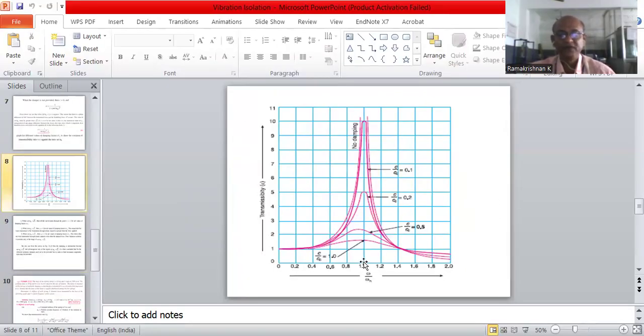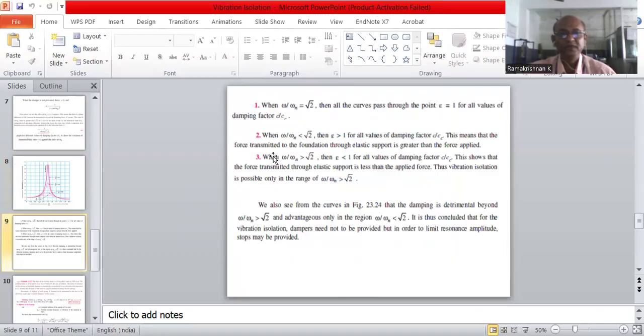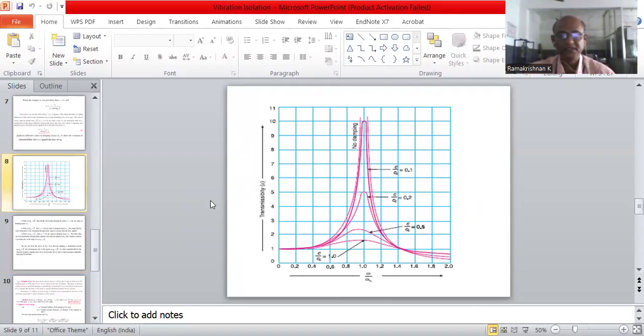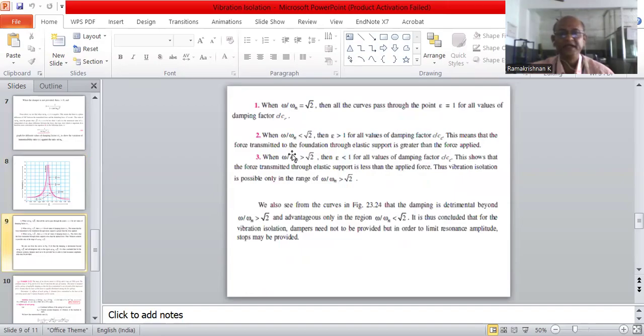Second, for omega by omega n less than square root of 2, here the transmissibility is always greater than 1. So always epsilon greater than 1, the transmissibility is greater than 1. What this indicates is that the transmitted force is greater than the applied force. That is the idea.